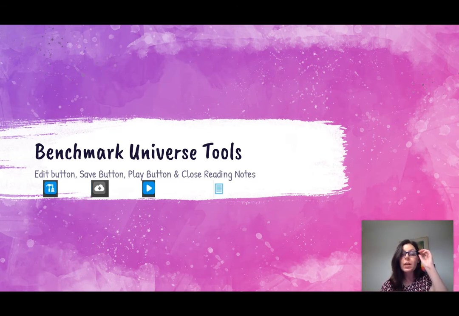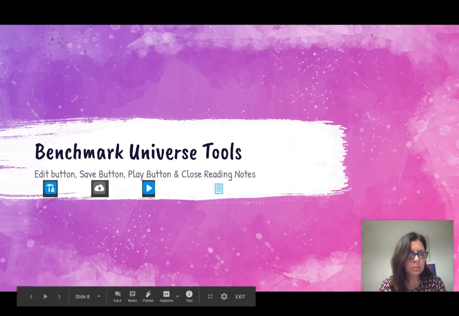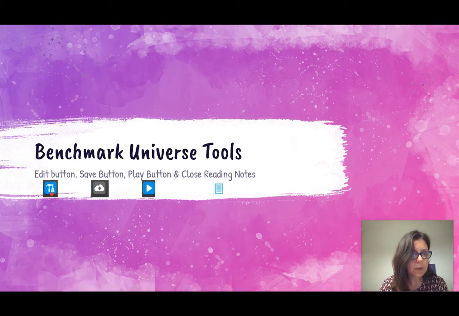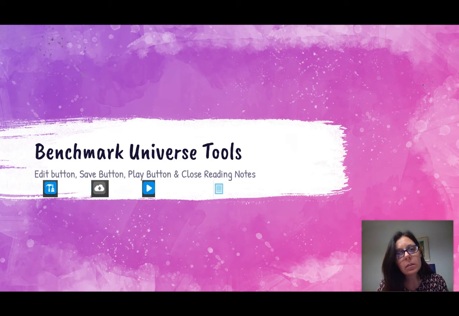So there are 4 tools that I'm going to show you how to use, and you are going to go ahead and use them through Benchmark Universe Online, like I just showed you how to get to. Now, the 4 really important buttons are the Edit button, which looks like this. It has a picture of a hammer and a picture of a paintbrush. There's the Save button. The Save button looks like a picture of a cloud. We have the Play button, which is a sideways triangle like play buttons usually are. By clicking the Play button, the text will be read aloud to you, which is awesome.